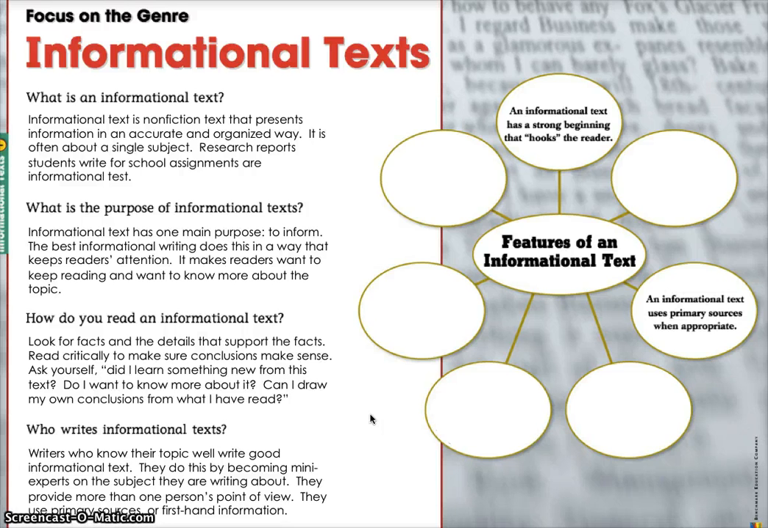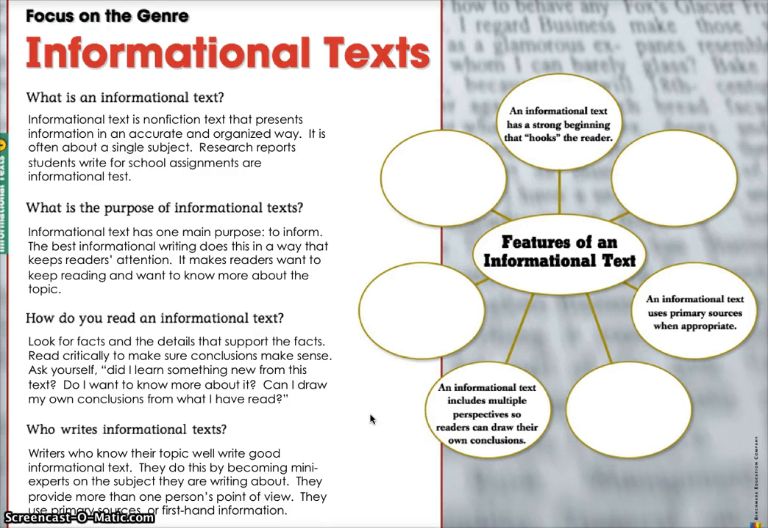All right. An informational text uses primary sources when appropriate. Okay. As much as possible when we're writing informational text, we want to draw from the best resource possible, and oftentimes and most times that's a primary resource. Okay.